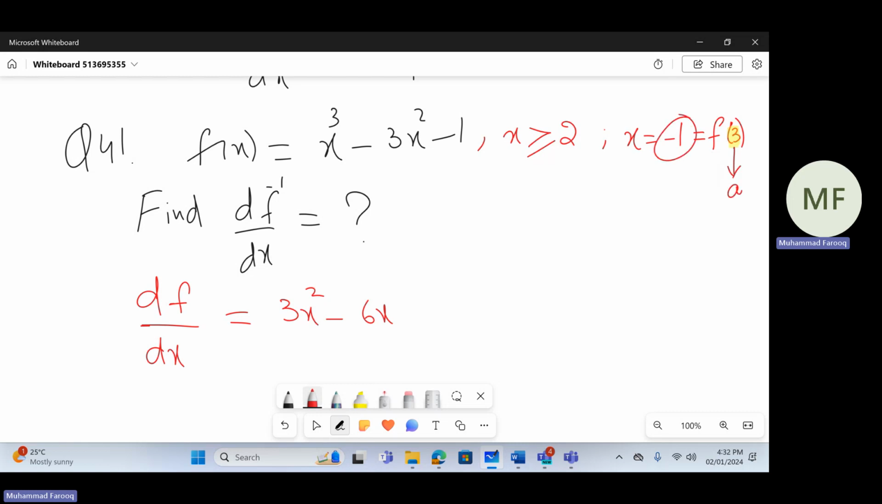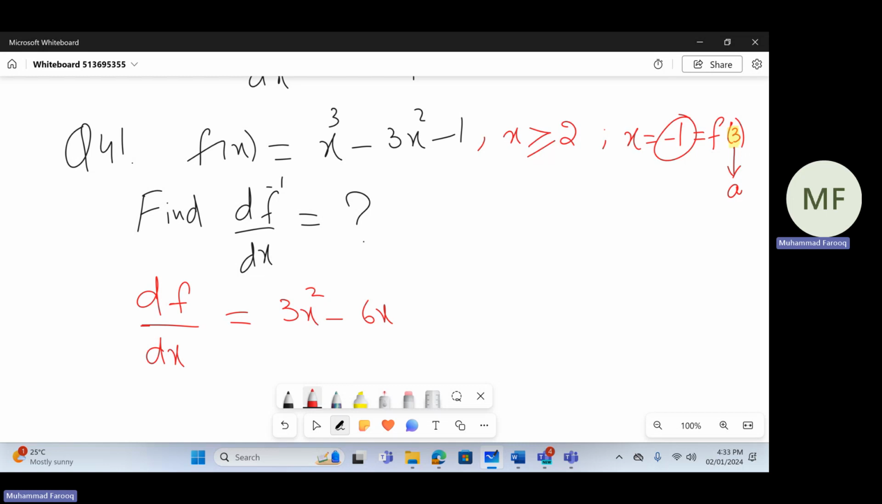You know what this is? This is f of a. And you can check it: put 3 in the question. Substitute 3 in the question, you get -1. So -1 is f of a. Yes or no? Yes. So where is A? A is 3.